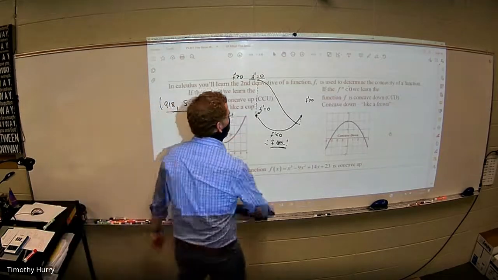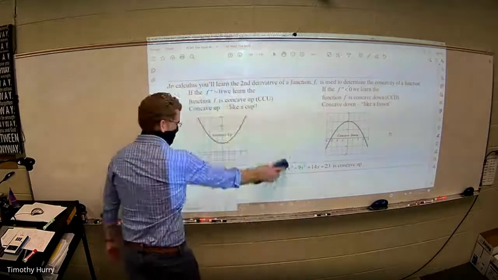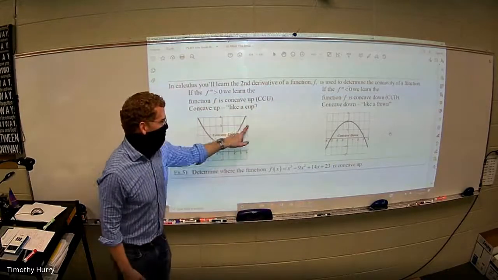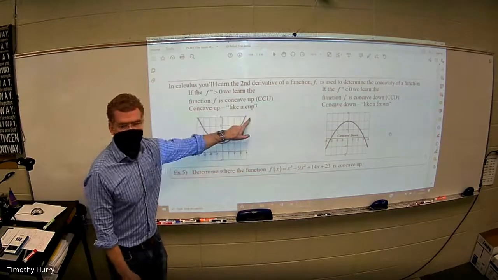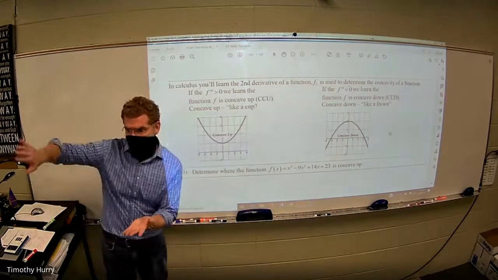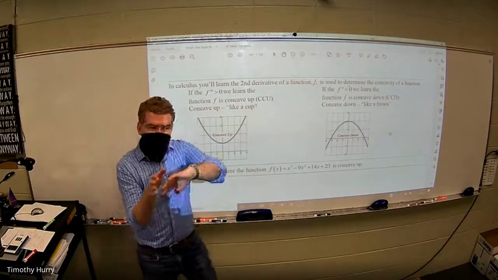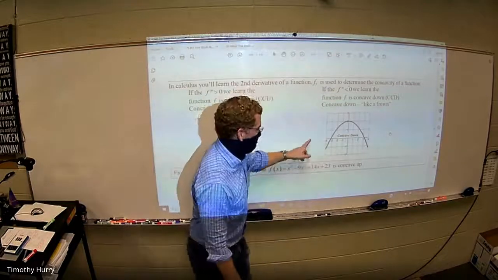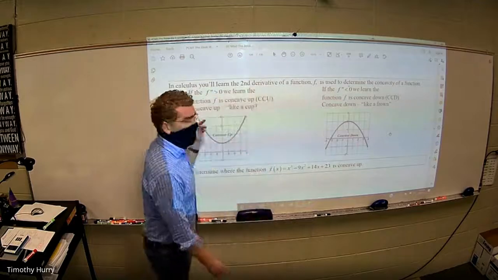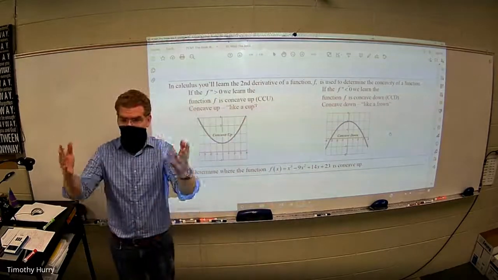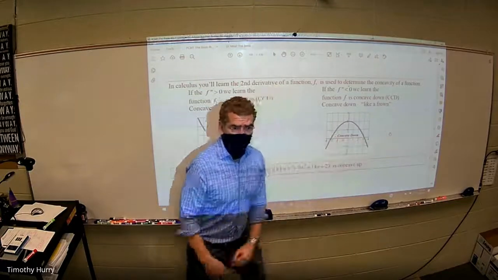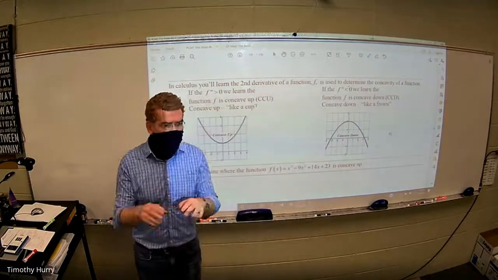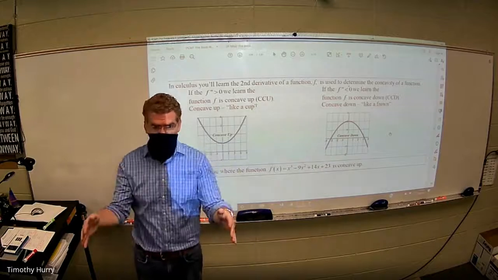And concavity has to do with the second derivative. So like right here, this is what we call a concave up situation on a graph. And sometimes you'll have graphs, a lot of times, that have concave up places and then concave down places. And this is an example of concave down. Some people say concave up, like a cup, because it could hold water, or concave down, like a frown, because it looks sad.